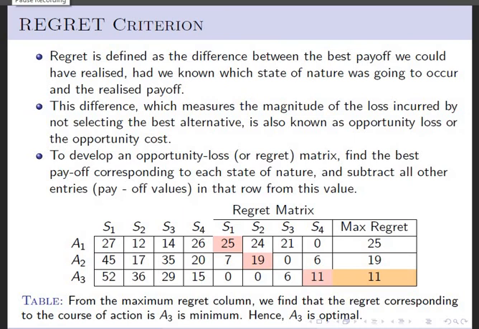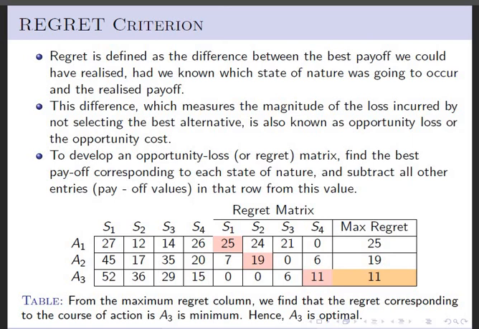Regret criterion, which is also known as the Savage criterion. It is defined as the difference between the best payoff we could have realized and the realized payoff. This difference, which measures the magnitude of loss incurred by not selecting the best alternative, is known as opportunity loss, or you can call it opportunity cost. To develop the regret matrix, find the best payoff corresponding to each state of nature and subtract all other entries from it.